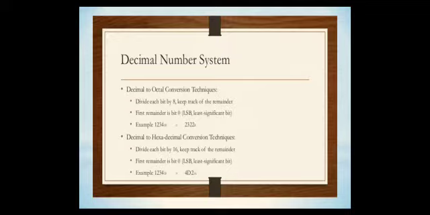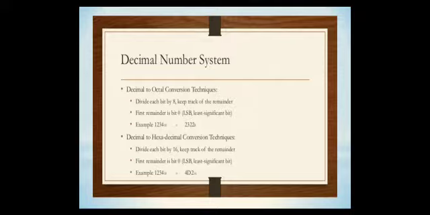And next, going to convert decimal to octal. First here divide the number by 8. Keep track of the remainder, and the first remainder bit is the least significant. For example, here I am taking a decimal number 1234 and after that I am converting it into an octal number.